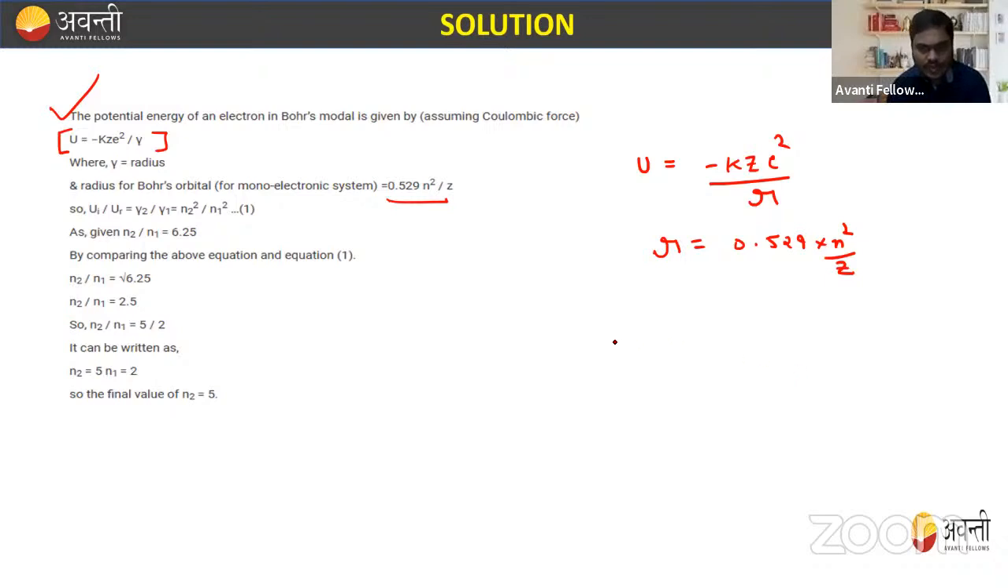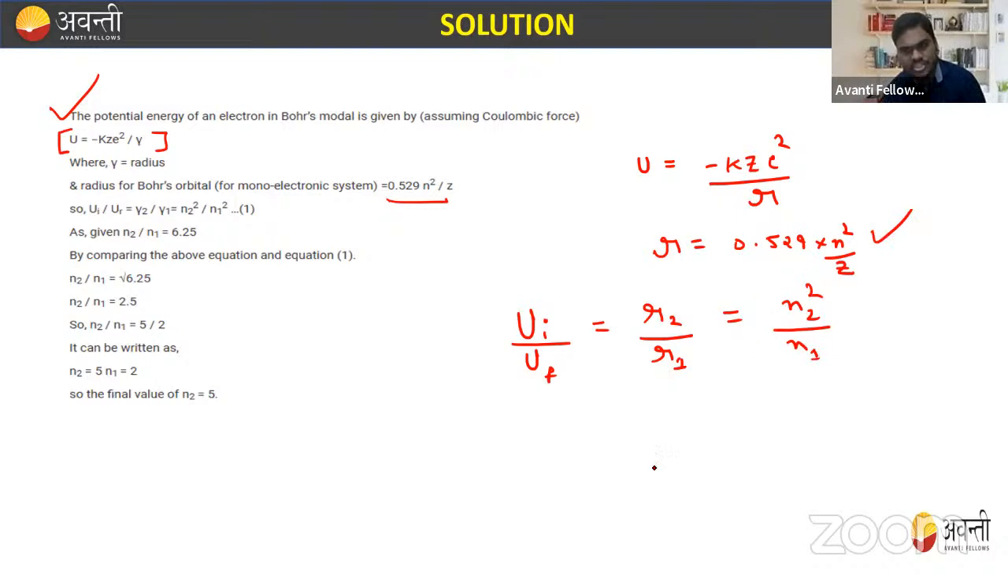So this is Ui upon Uf. So you can now write Ui upon Uf is equal to R2 upon R1, because we have a relation like this. Now, what is this R2 upon R1? We know that R2 upon R1 is also equal to N2² upon N1², because we know this relation. And N2² upon N1² is already given.